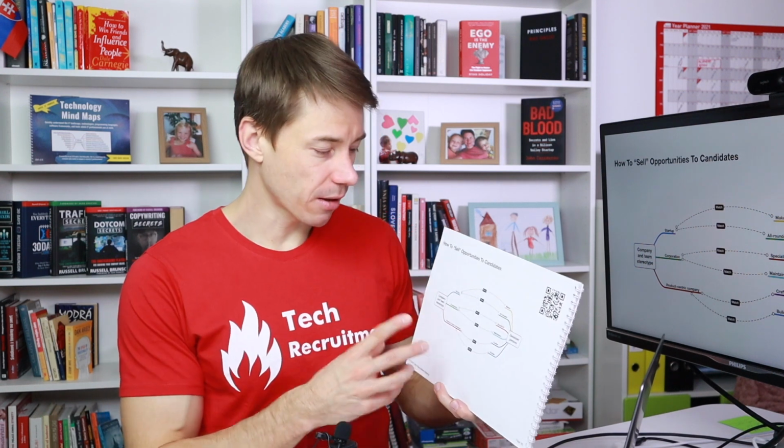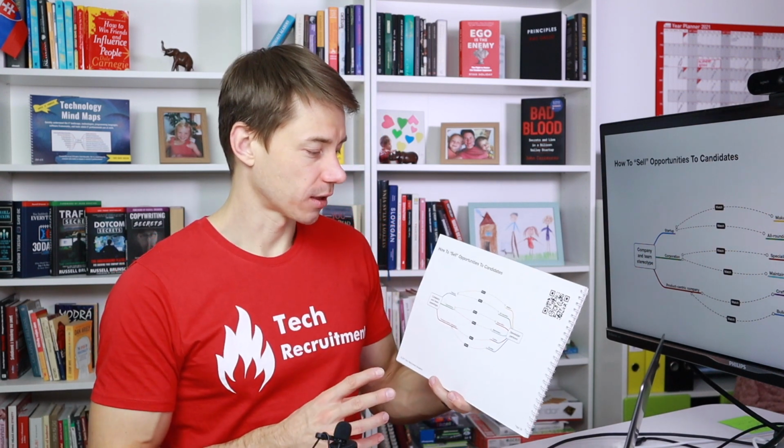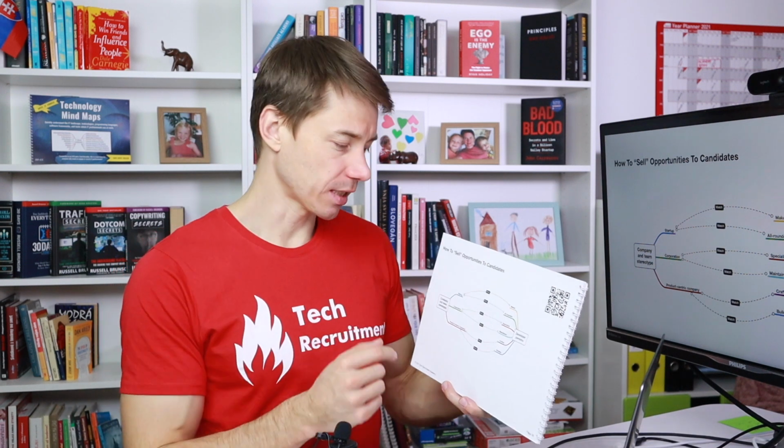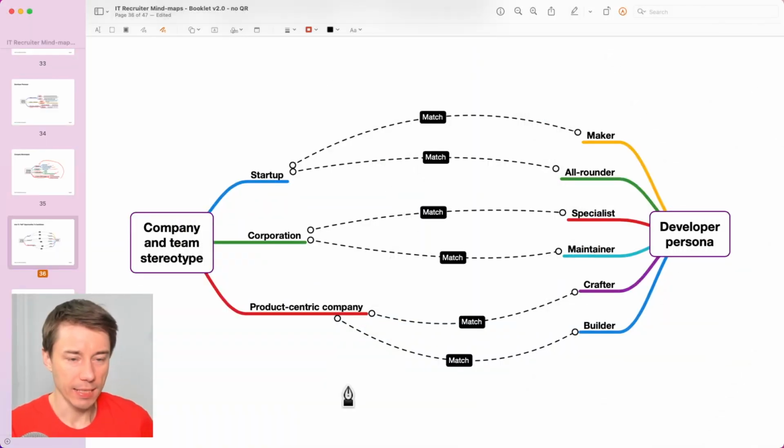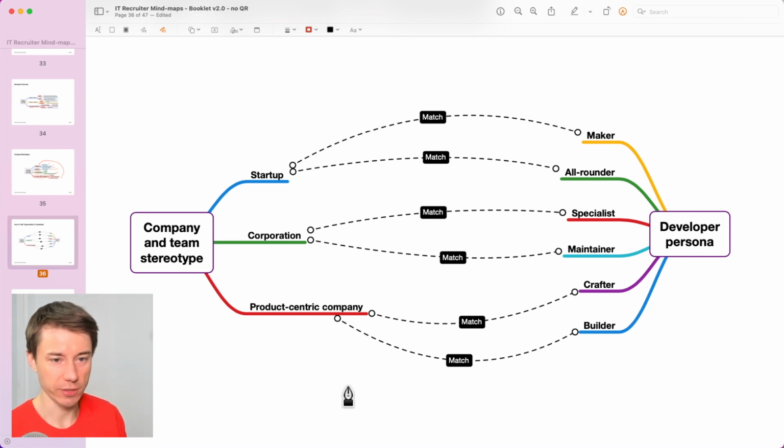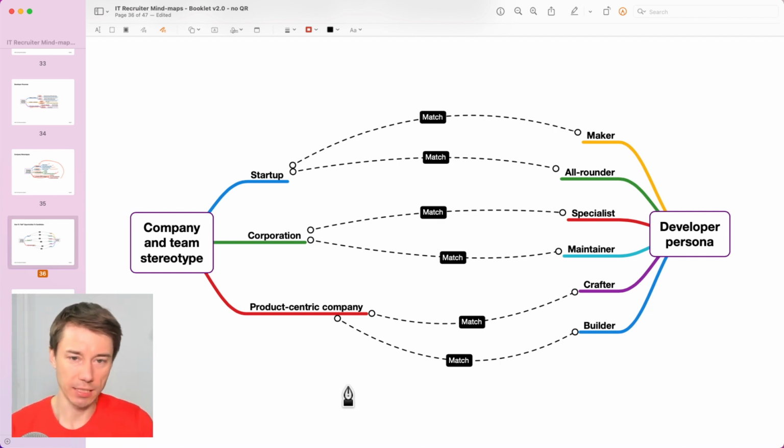So in this mind map, that's exactly what you will see. So let's kick it off. So let's see how we can match the companies with the developers or IT candidates in general, but especially focused on software developers because they can be these makers or crafters, all-rounders, specialists, builders, etc.